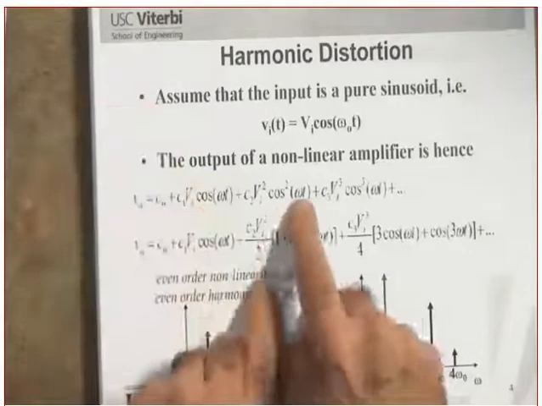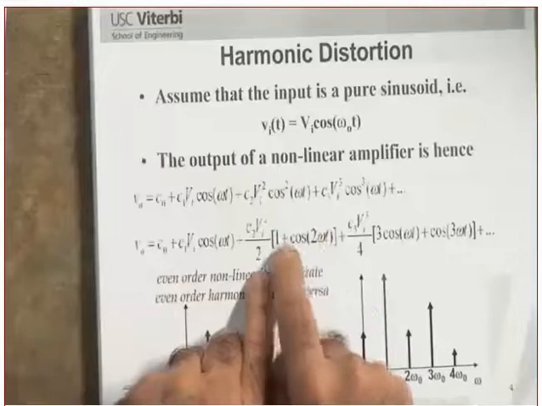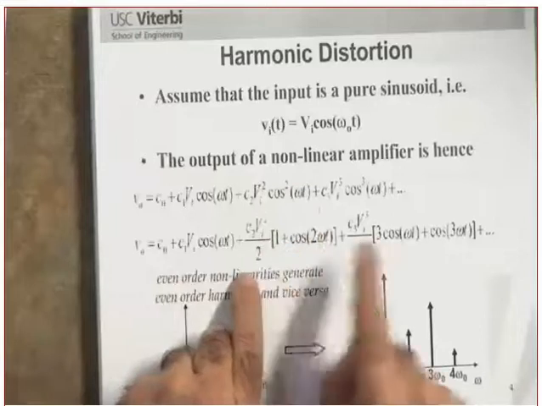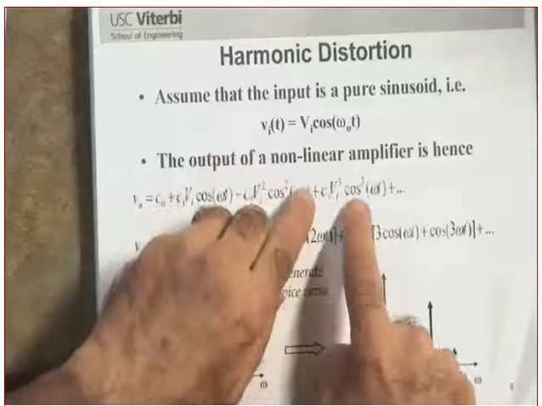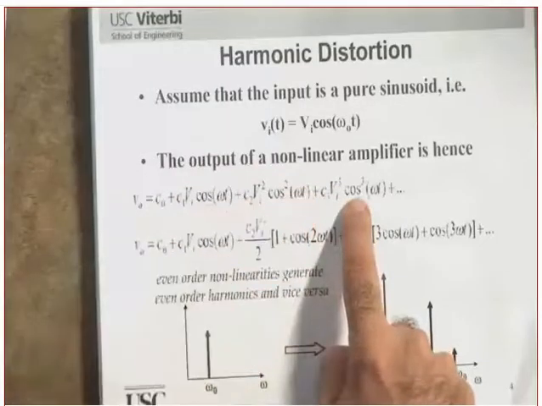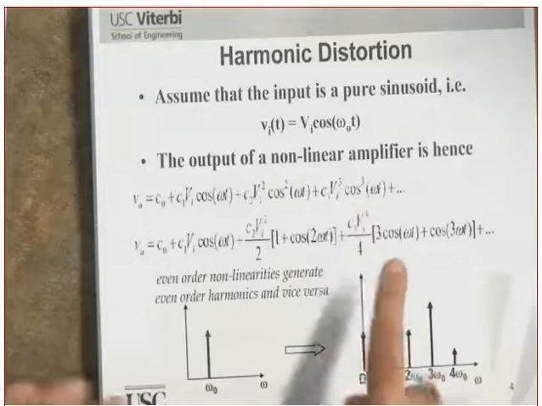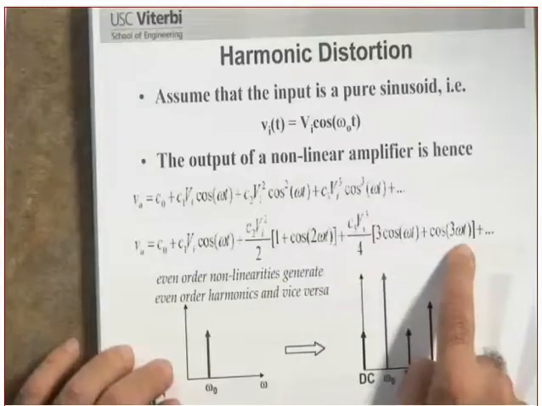Yes? Where did this come from? This cosine square is what? 1/2 plus cosine this. Yes? And what is this? This is C3 Vi cubed. And the cosine is what? Cosine cubed is what? Cosine times what? Cosine square. Yes or no? So I get this one. Did you get this or not?